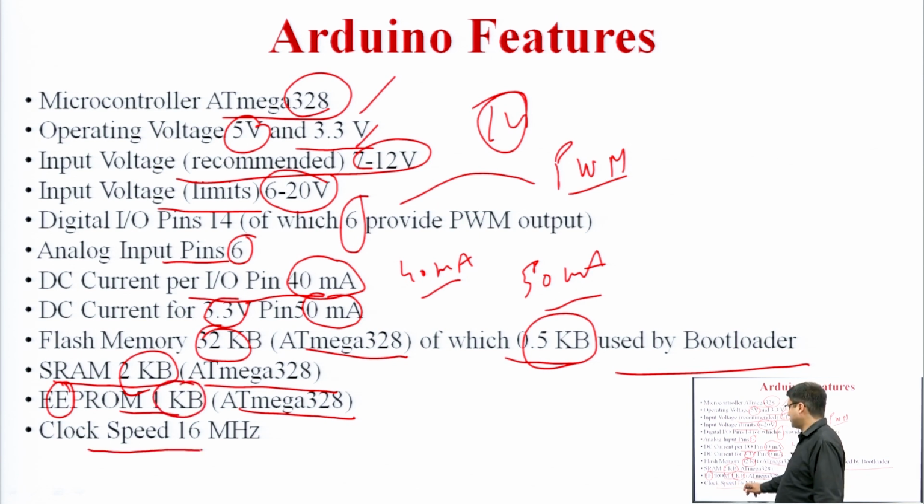Clock speed: to trigger the microcontroller operation we need to provide a clock pulse frequency. The clock pulse, the clock speed, is provided by the oscillator. It has a clock speed of 16 megahertz.